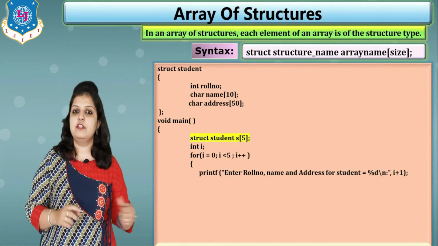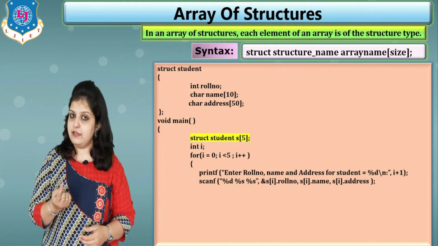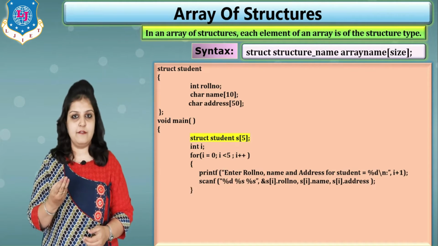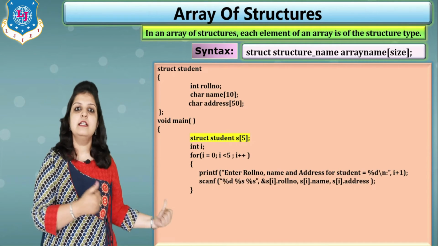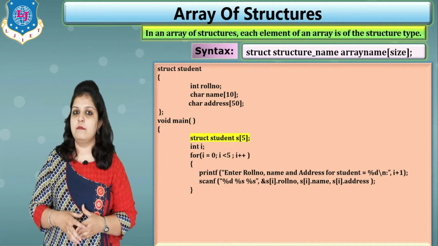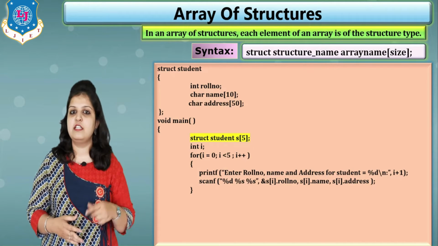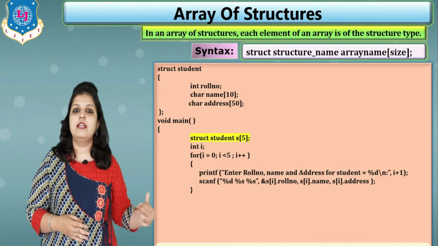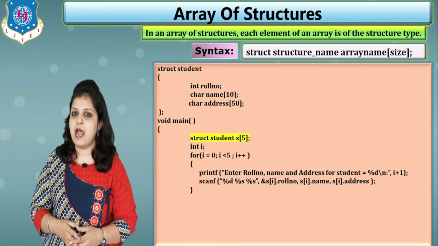So the next function is our scanf function, and here I am using only one scanf function. You can use 3 different scanf functions, but for code optimization I am writing a single scanf function. So the first member is roll number. For roll number our control string is %d because it is an integer. Then %s for name and second %s for address.